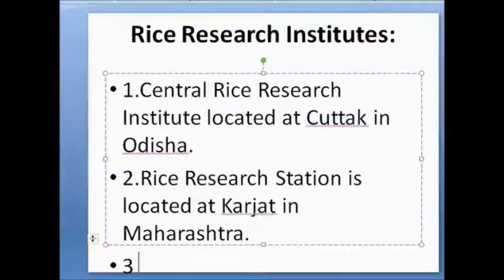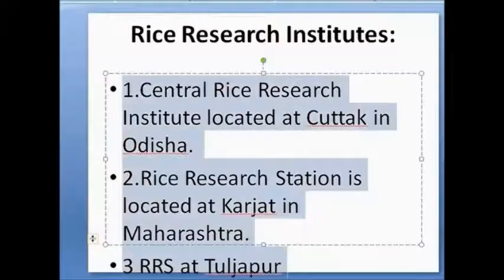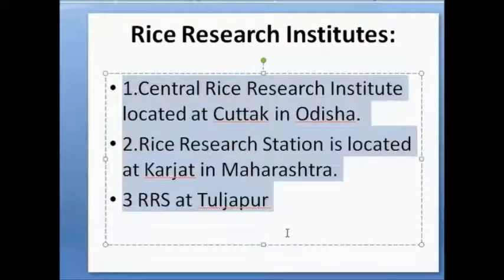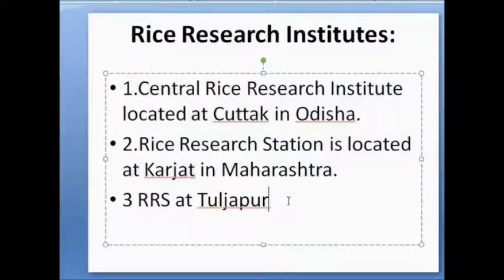The third research station is at Tulzapur in the Marathwada area of Maharashtra, where rice varieties are developed which are suitable for drought areas having high temperature and less rainfall, and where there is no facility for irrigating the lands. So, the rice research station at Tulzapur in Maharashtra is known for the rice varieties which are used in the dry method of rice cultivation.